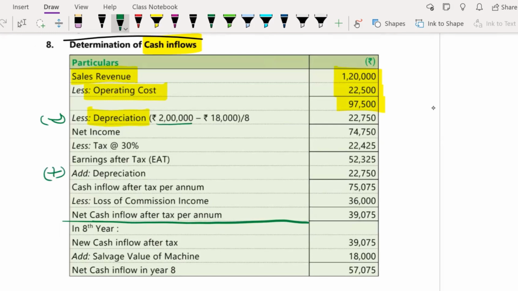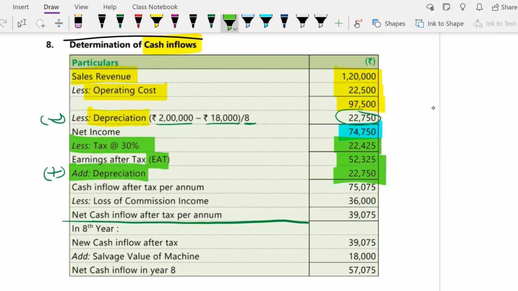So the depreciation will be 2 lakh rupees of purchase cost minus 18,000 salvage value divided by 8 years. So 22,750 is the per annum depreciation. So your net income will be 74,750. Then you will pay a tax of 30%, 22,425, and then you will get an earnings after tax of 52,325. Then you will add back your depreciation again to nullify the effect, which is 22,750, and then you will get your cash flow after tax per annum, which is 75,075.